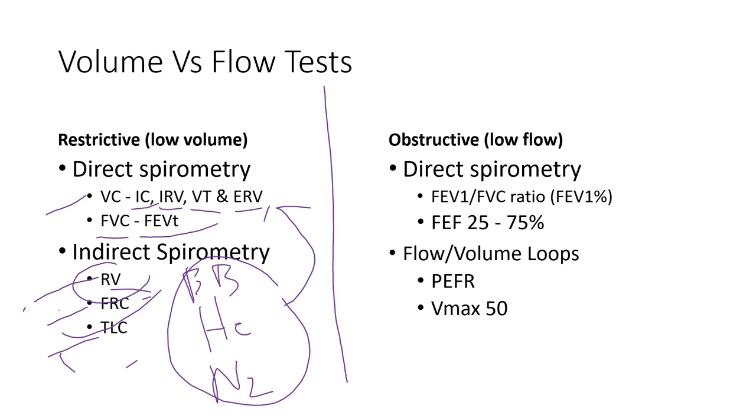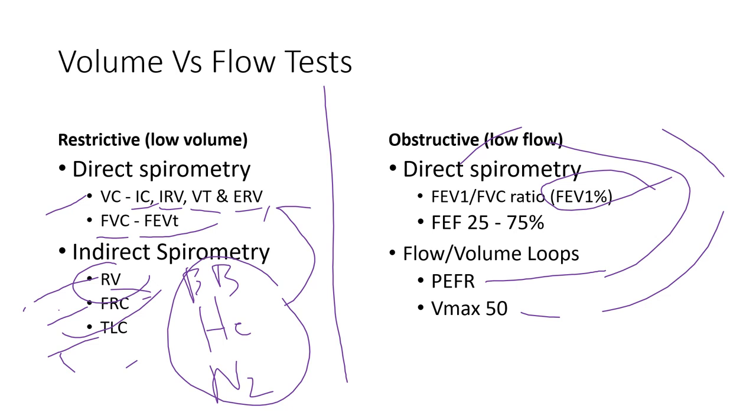What about obstructive flow rates? Well, we can measure the FEV1% directly, which is great. 25 to 75% gives us that. We can also look at the loops, which is the next slide. The loops look at peak expiratory flow rate, which is great for obstructive airways, right? And then the Vmax 50, how much flow they have in their lungs or out of their lungs, right?